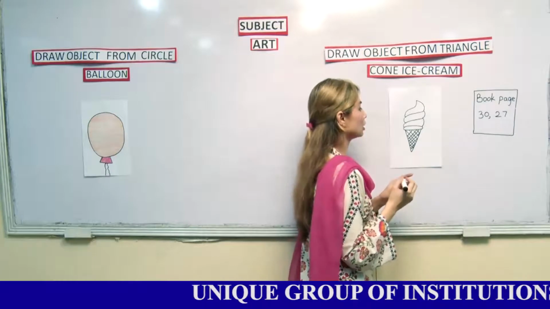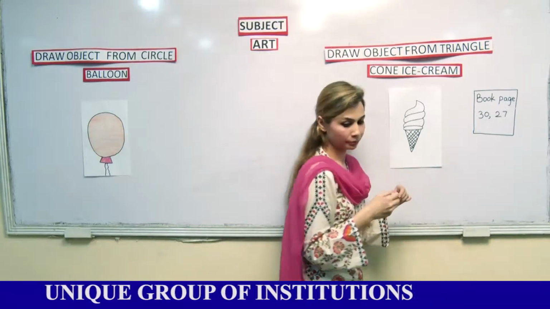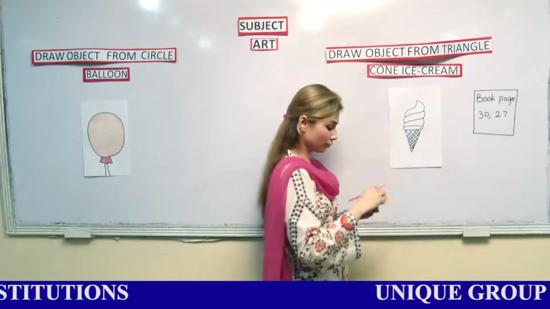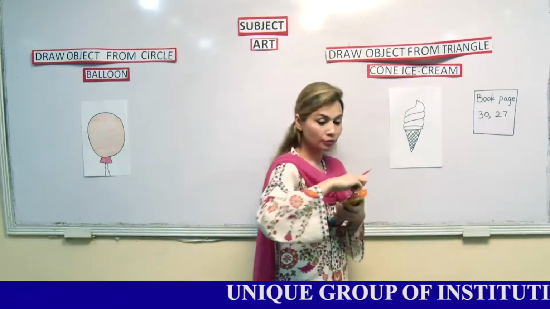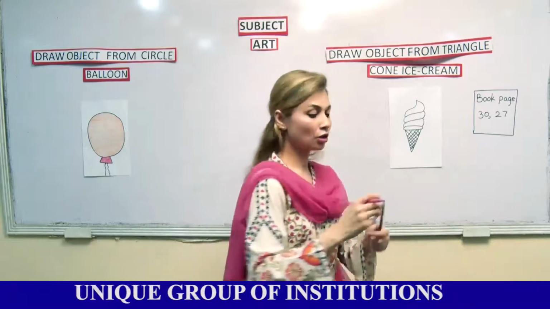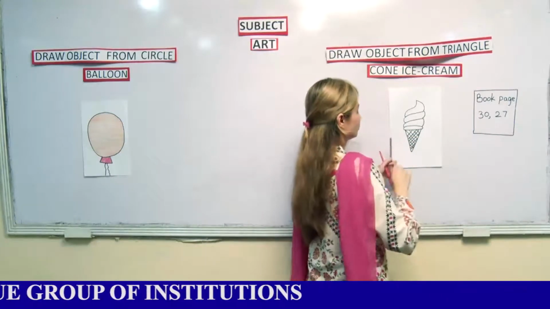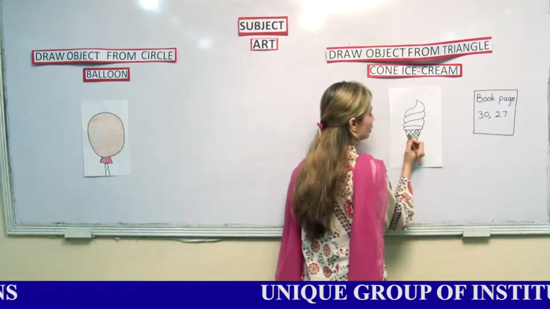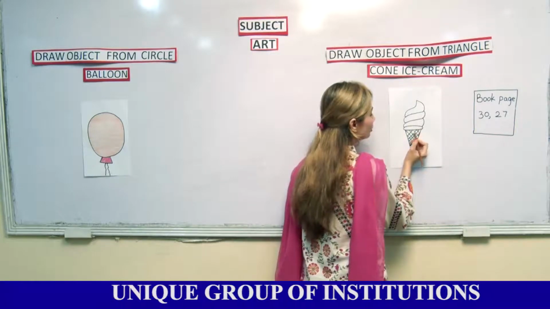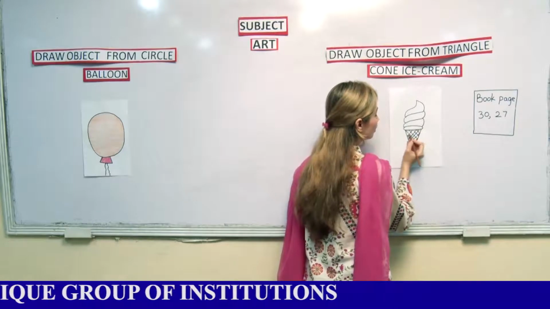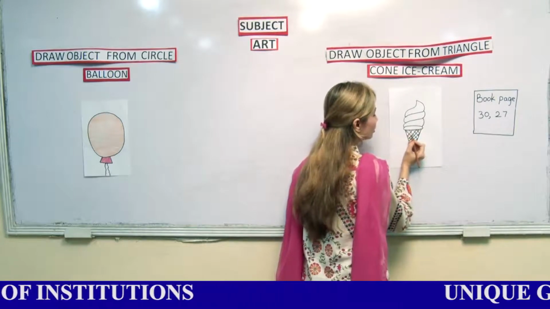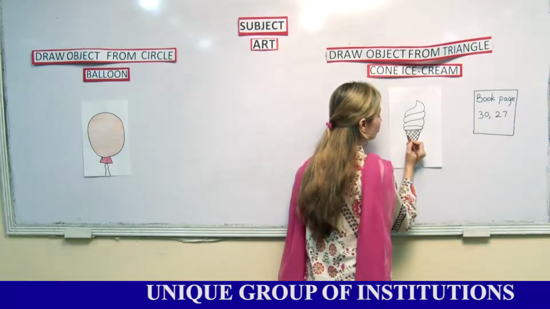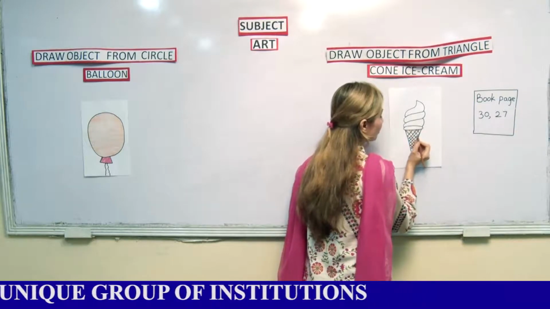Now I am going to color the cone ice cream. I will choose pink color for an ice cream part and light brown color for the cone part. Now color it with me. I will color the cone part first like this. Again left to right, side to side. Don't do rash coloring. In this way you can complete your coloring very neatly.